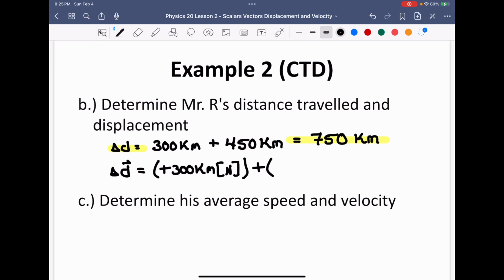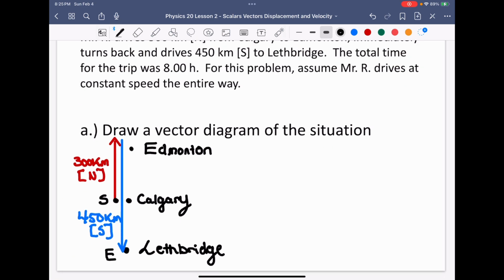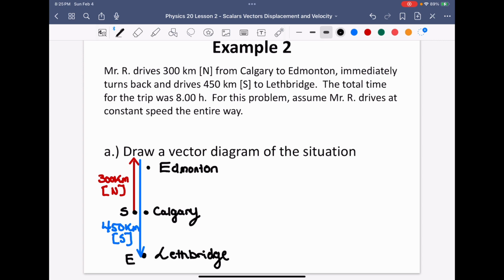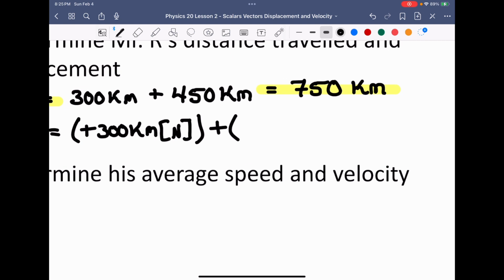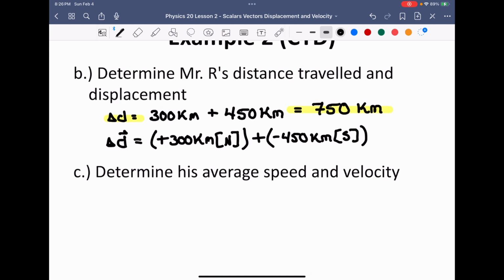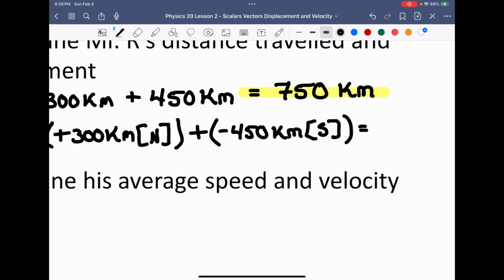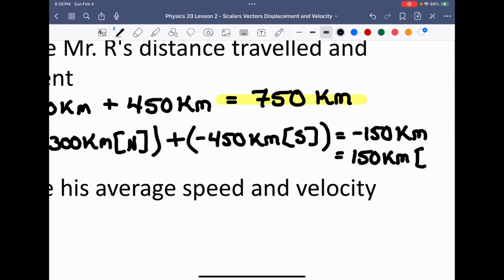In brackets, we're going to put our 450. If I go back to the 450, remember, that was the drive from Edmonton all the way down to Lethbridge, or in the south or down direction. And so it's going to be negative. I'm going to put negative 450 kilometers. And again, we're going to use a little bit of a redundancy, but I'm going to put south in the square brackets. Now, when I put these two things together, this is like saying positive 300 minus 450. That's equal to negative 150 kilometers. Or what we can do is separate this and say it's 150 kilometers in the south direction.